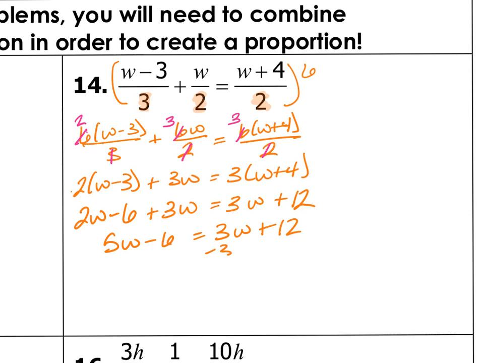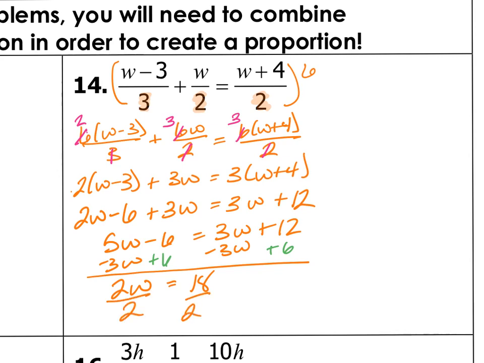So minus 3w, add 6, and I get 2w equals 18, if I can add right. Divide by 2, and w equals 9.